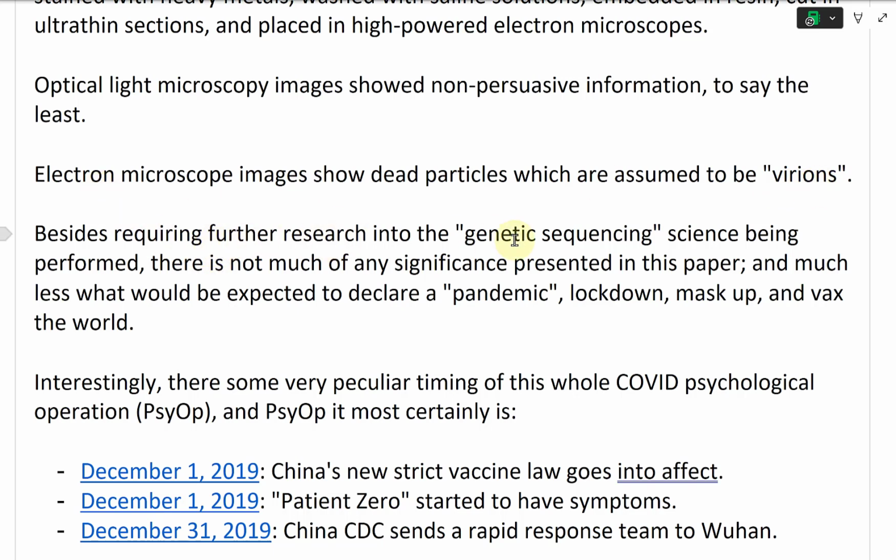Besides requiring further research into the, quote, genetic sequencing science being performed, there's not much of any significance presented in this paper, and much less what would be expected to declare a, quote, pandemic, and lockdown, mask up, and vax up the world.